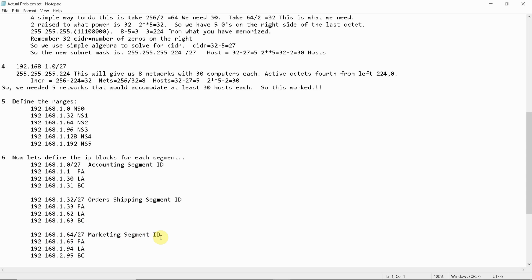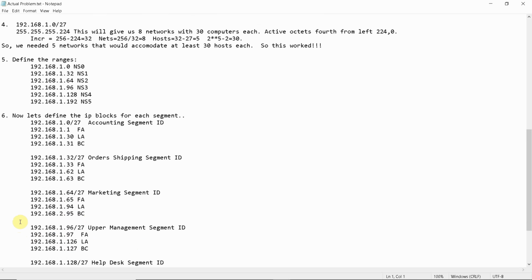Next one, 64. All we have to do is add 1 to that. We get our first address. To find the last two, go down to the next one, which is 64 and 32 is 96. Subtract 1 from that, 95. Subtract 1 from that, 94. Add 1 to that, first address.